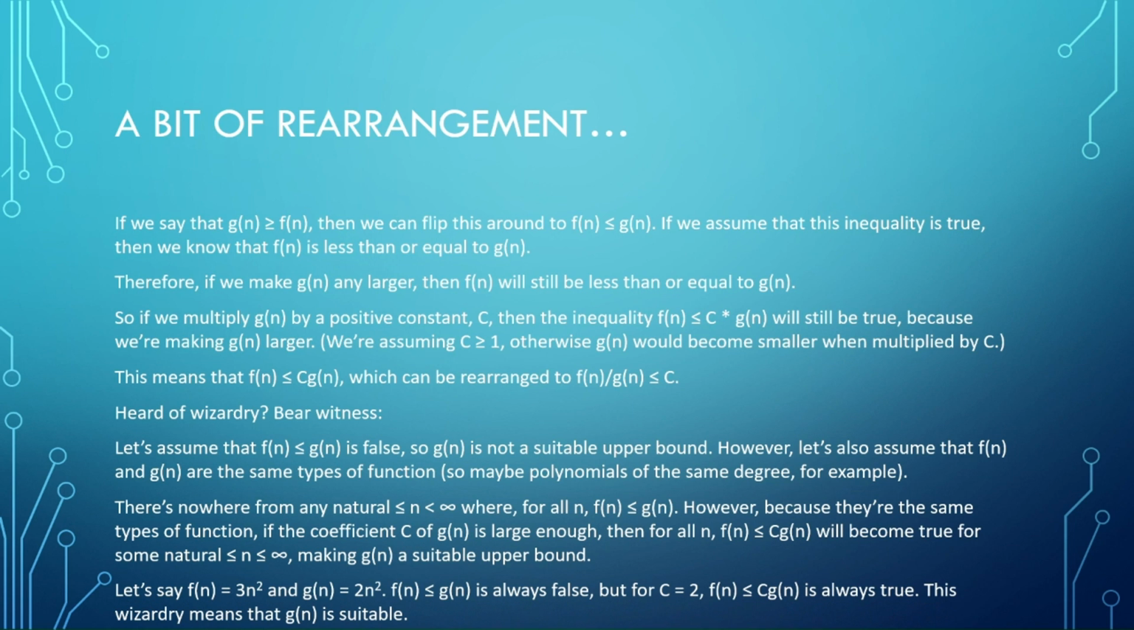So let's say, for example, f of n is equal to 3n squared and g of n is equal to 2n squared. Okay, naturally we might say 2n squared is less than 3n squared, so of course it's not a suitable upper bound. No, turns out we can just multiply by the constant and it'll all be fine. Let's say for c equals 2, we multiply 2n squared by 2, we get 4n squared, and 3n squared is less than 4n squared. So, as I say, it's wizardry, and I will be referencing it later.